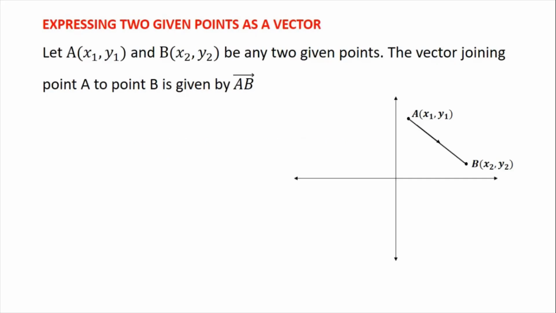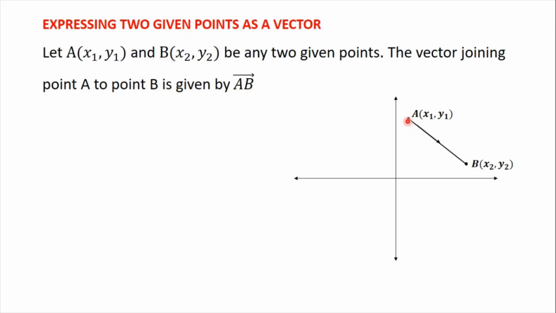Let A with the coordinates x1, y1 and B with the coordinates x2, y2 be any two given points in a plane. The vector joining point A to point B is given by vector AB. Now this is what this statement means.